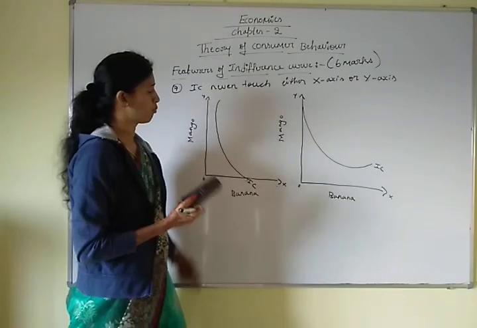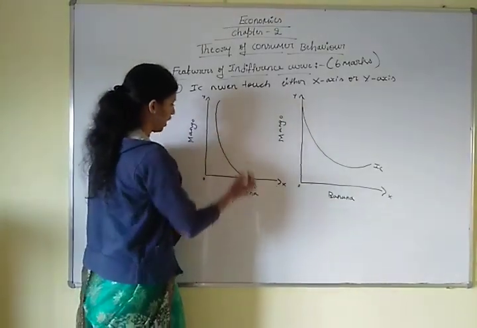Okay. The seventh important feature is that the indifference curve never intersects either the x-axis.